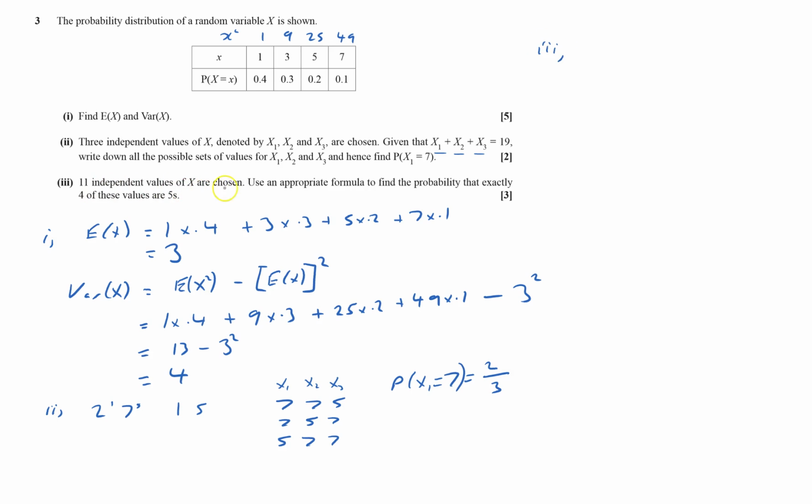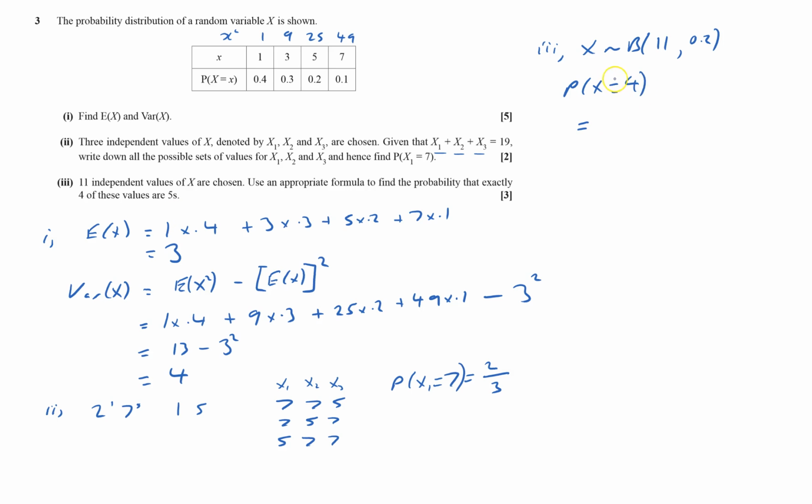11 independent values of x are chosen. Use an appropriate formula to find the probability of exactly 4 of these. What I'm going to have, if I call it x, that'll be a binomial. How many trials are there? There's 11 trials, and the probability of success for 5s is going to be 0.2. And I've got to work out the probability that x is exactly 4.